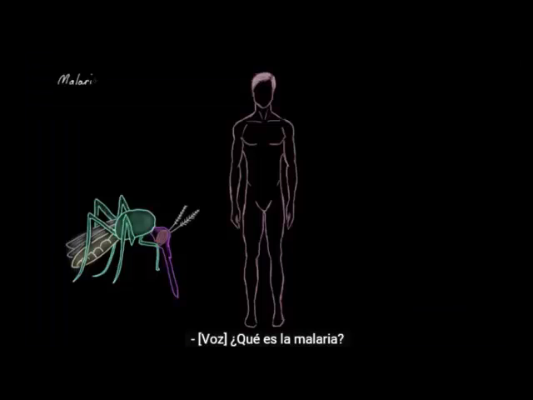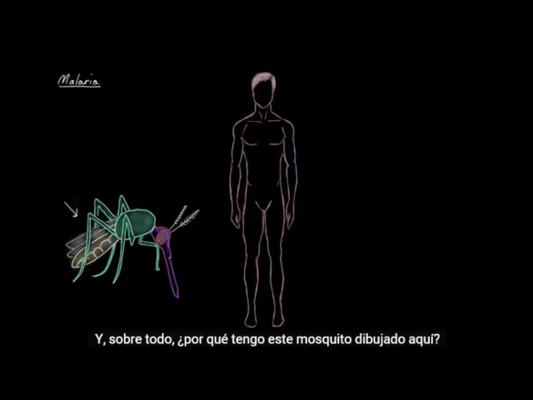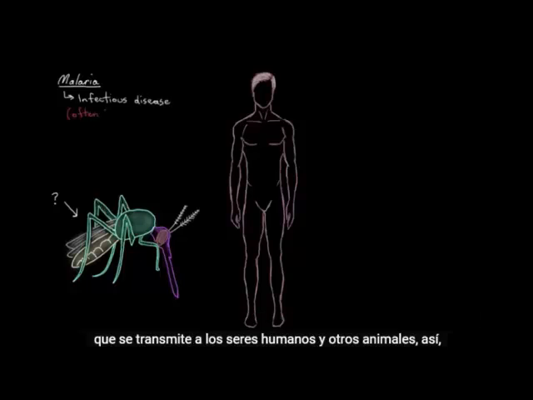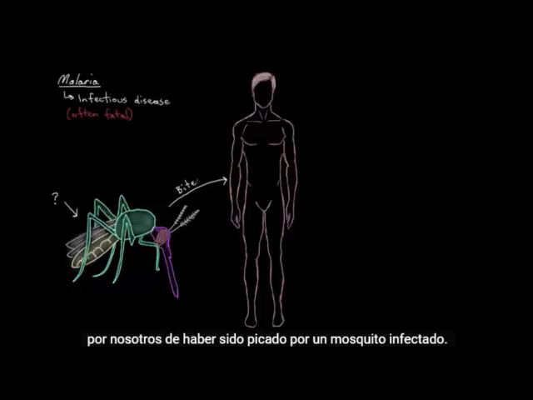What is malaria? And importantly, why do I have this mosquito drawn here? That seems a little bit weird. Well, the mosquito here is actually pretty important. Malaria is a disease, an infectious and often fatal disease that is transmitted to humans and other animals as well, not just humans, but it's transmitted most often by us being bitten by an infected mosquito.